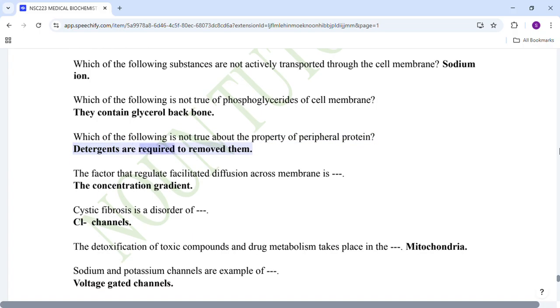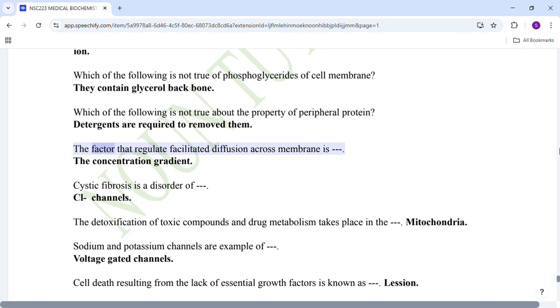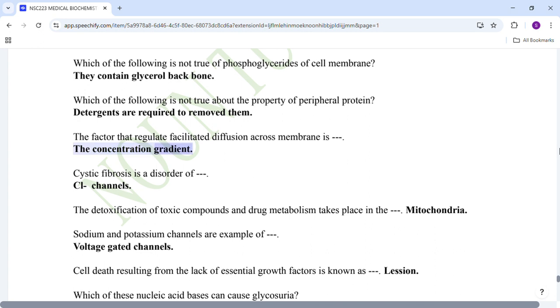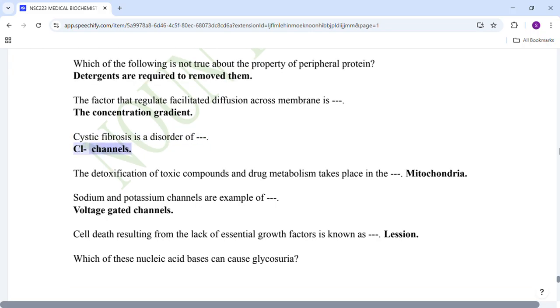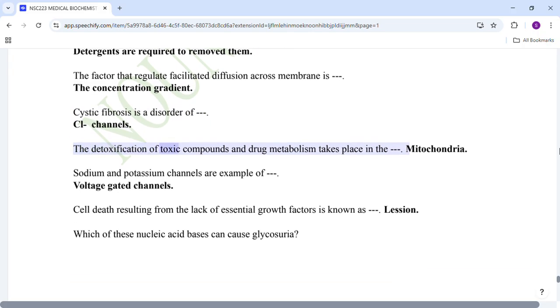Which of the following is not true about the property of peripheral protein? Detergents are required to remove them. The factor that regulates facilitated diffusion across membrane is dash dash. The concentration gradient. Cystic fibrosis is a disorder of dash dash. Cl channels. The detoxification of toxic compounds and drug metabolism takes place in the dash dash.